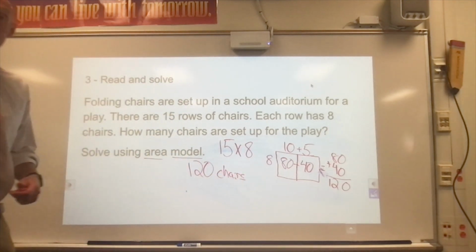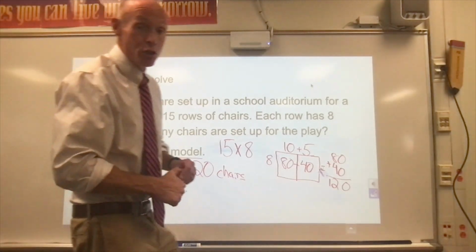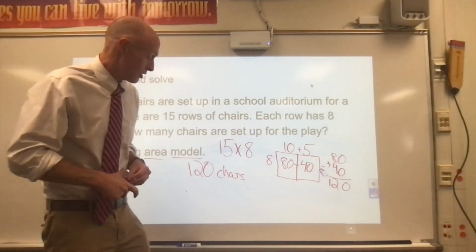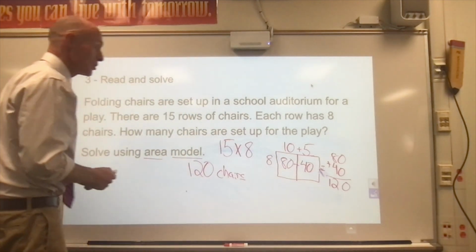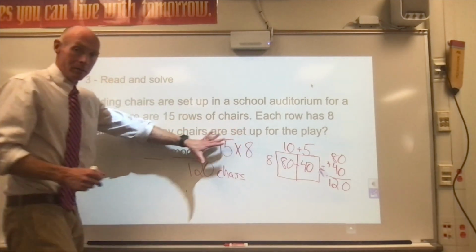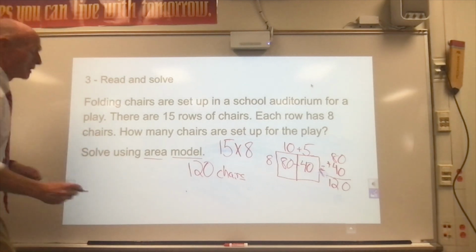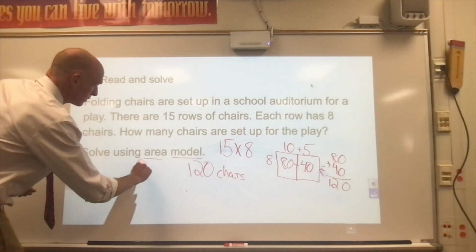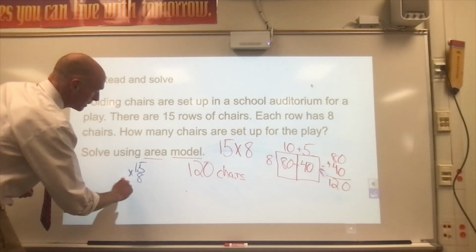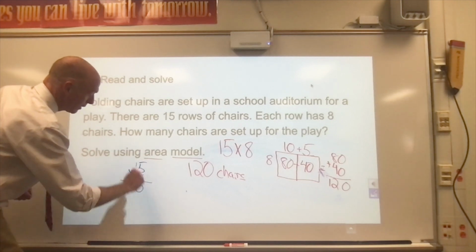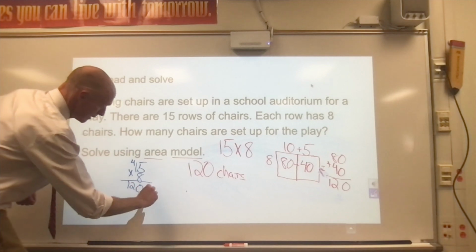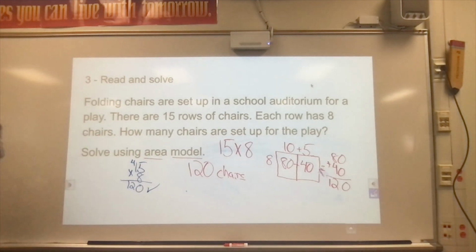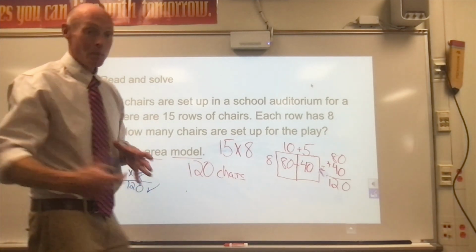Now, I'm going to double check this answer using the traditional multiplication method. This is another way that some of you will do it, which is cool. Here's our area model. Traditionally set up, I would go 15 times 8. 8 times 5 is 40. 8, 9, 10, 11, 12. Ding, ding, ding. Checks out. We're good. 120 chairs. Okay.